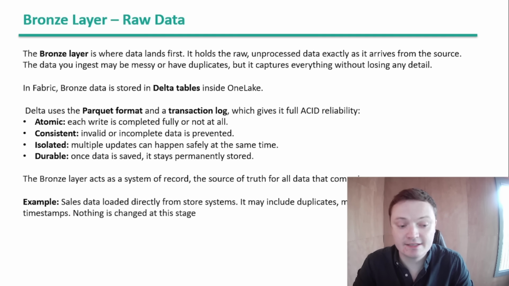The bronze layer acts as a system of record, the source of truth for all data that comes in. An example would be sales data loaded directly from store systems. It may include duplicates, missing product IDs, or invalid timestamps. Nothing is changed at this stage.